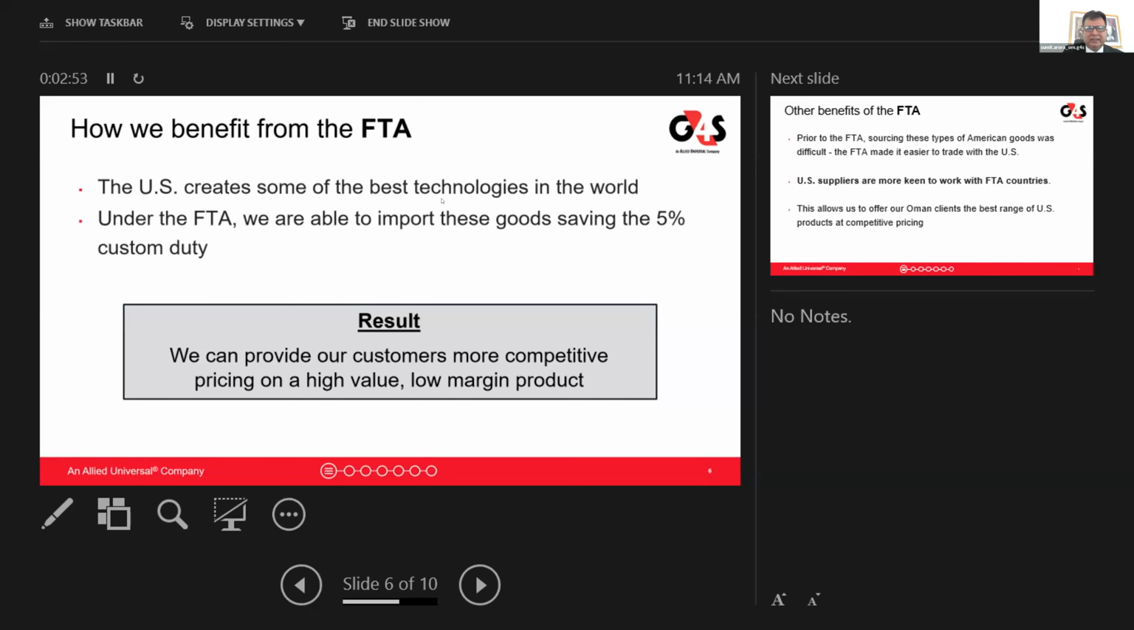We all know that the US creates some of the best technology in the world, and under the FTA, we are able to import these goods and we save 5% customs duty. Imagine if we had to import similar kinds of products from different countries in Europe and other parts of the world, we would have to pay the required customs duty. Whereas for certain defined categories and certain defined products, we can basically import those products without paying the customs duty if we are buying these goods from the US. As a result, we are able to provide competitive prices to customers, which is a cost saving for customers as well.